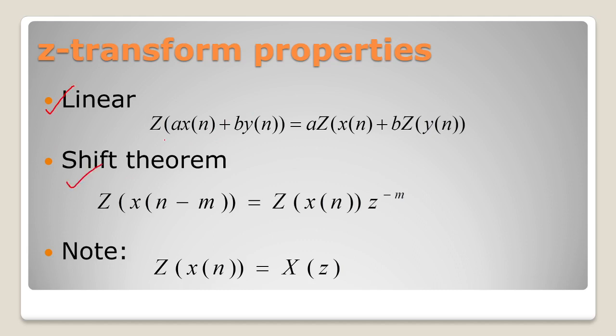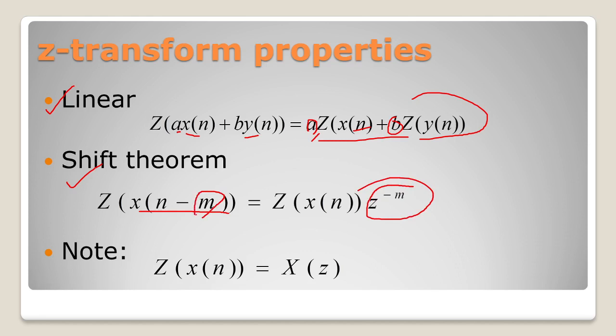How does linearity operate? If you multiply A with x of n and B with y of n, then in the output we multiply the Z transform of x of n with A and take the Z transform of y of n with B also. And the shift property: if you shift and take the Z transform, in the Z domain we have to take the inverse, depending on the time by which it is shifted.